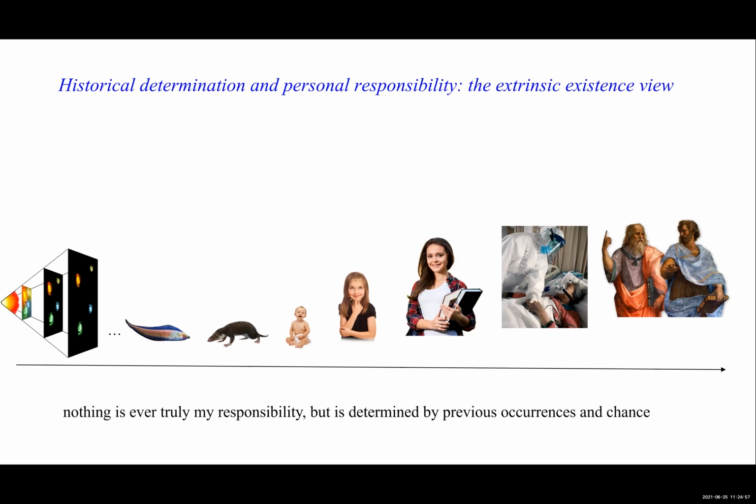So here I give, just as an illustration, a view that some people certainly hold, which is obviously discouraging, in which from the Big Bang on, it's just one damn thing after another. This determines this, which determines that, which determines that. There may be some indeterminism here and there, but essentially, inevitably, what follows is what was before, in a way that could be predicted to some extent. In any case, it's a long chain of determinations. And therefore, in this view, in some sense, nothing is ever truly my responsibility, but is determined by previous occurrences and, to some extent, chance.